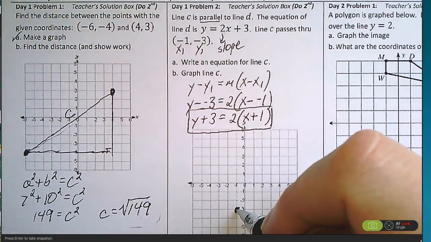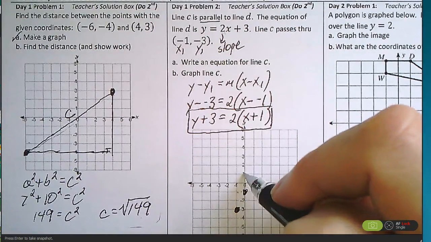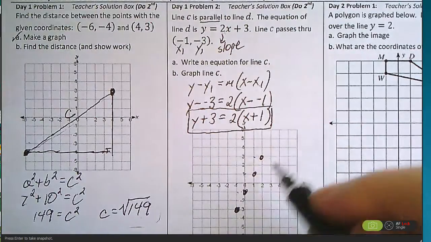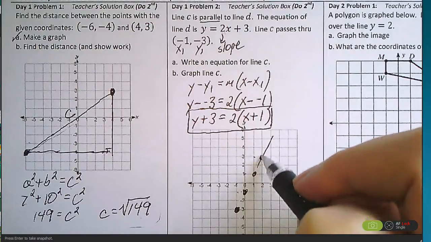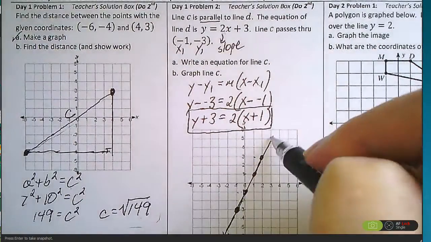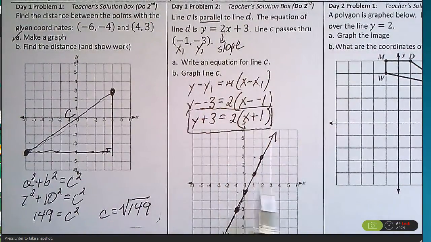So from this dot, rise 2, right 1. Rise 2, right 1. And as soon as you have enough dots to get a very accurate line, you can draw it in there. So we have done question B, where we graphed line C.